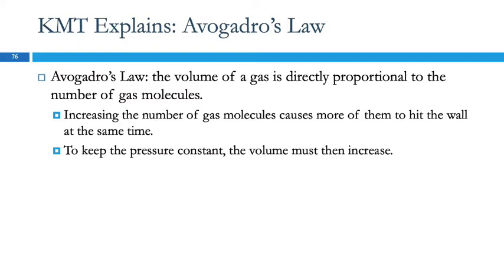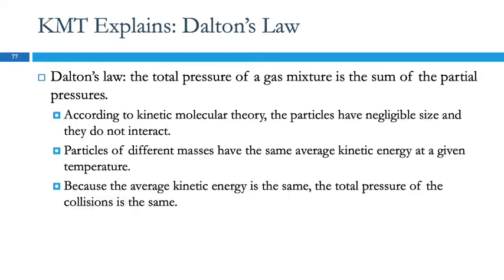Avogadro's law, volume of a gas directly proportional to the number of molecules. So if we increase the number of gas molecules in the container, that's going to cause more collisions, right? This is talking about constant pressure. We're just looking at volume and number of molecules changing. In order for the pressure to remain constant, we have to increase the volume because there's more particles hitting the walls. Any questions?